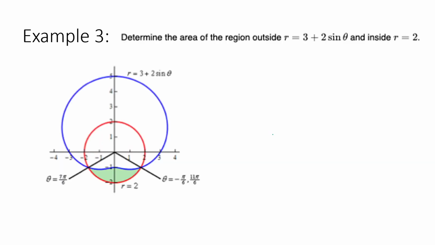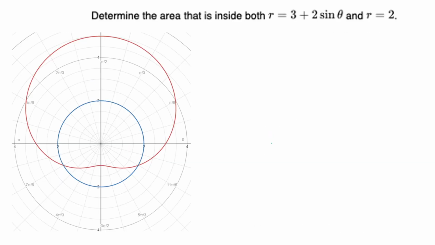So what if we go to another problem? So it's an area between, inside both, r equals 3 plus 2 sine theta, so inside, and then inside this one also, the blue one. So this would be the area, diba? The entire area.